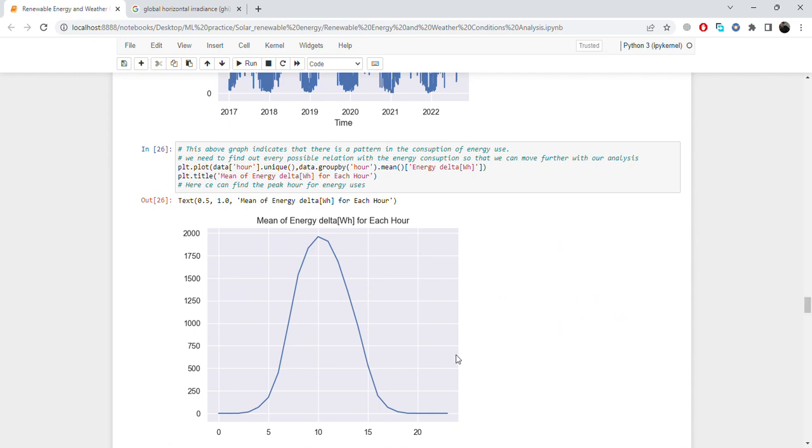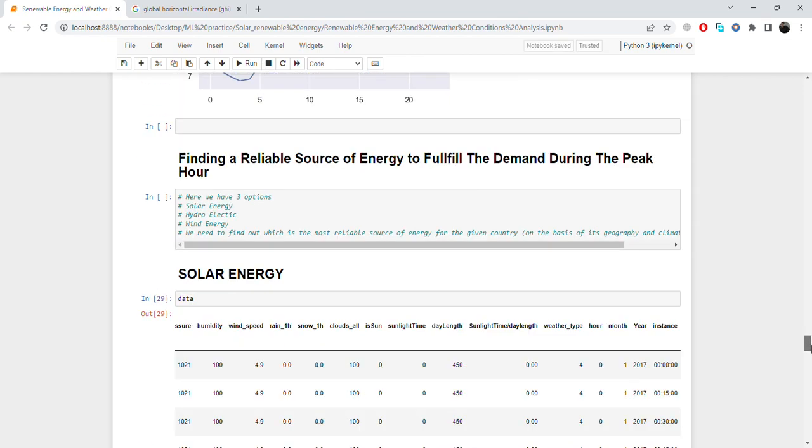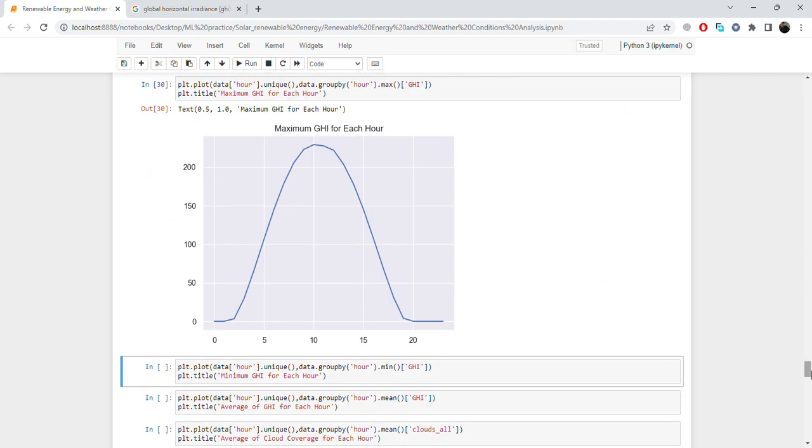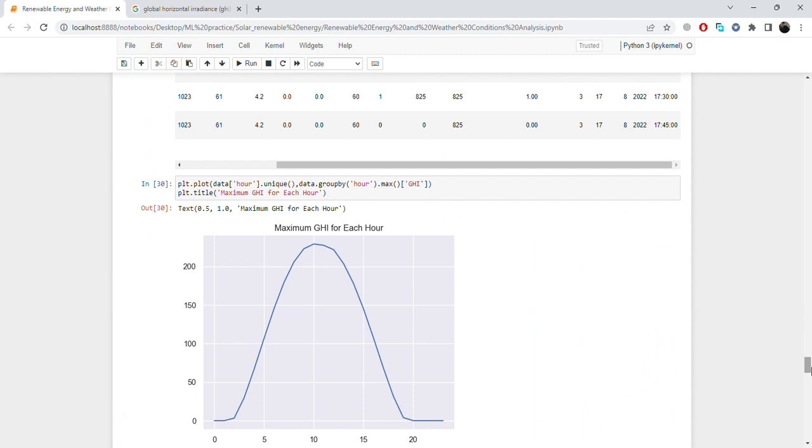Here you will see the mean energy delta for each hour. This is the peak hour where we need more energy, and this is exactly the peak hour when we have the maximum GHI. So here we can use solar energy to generate the electricity needed at that hour.